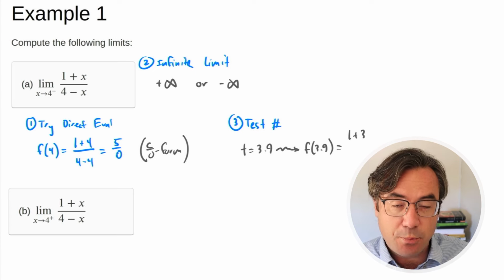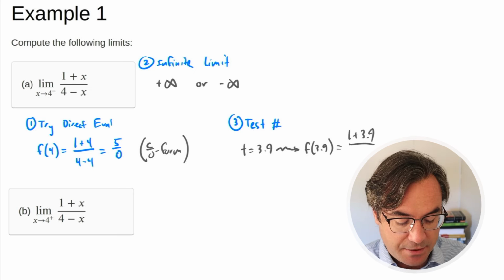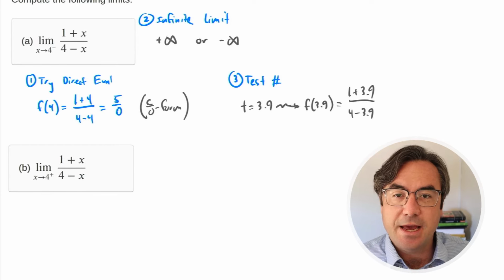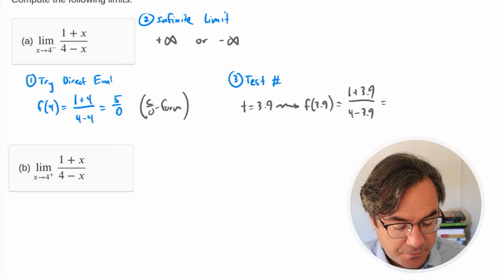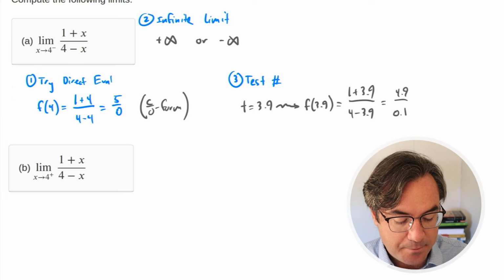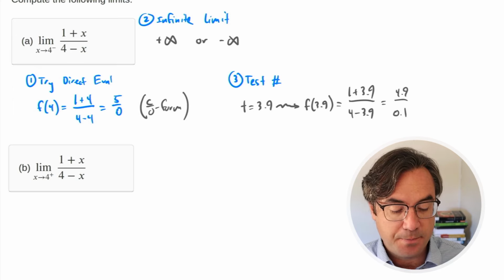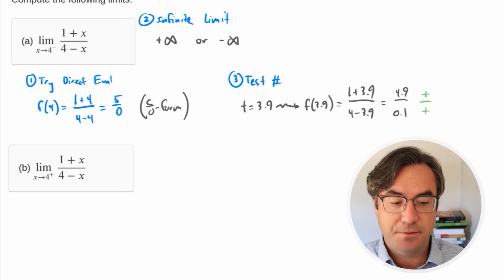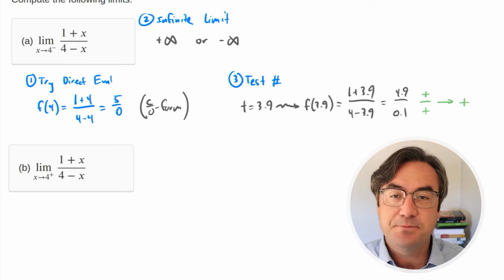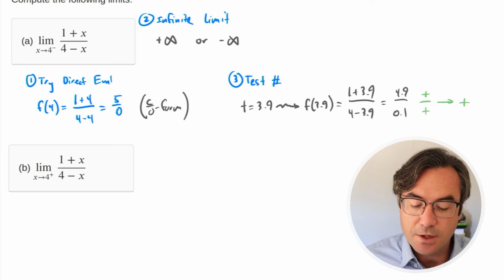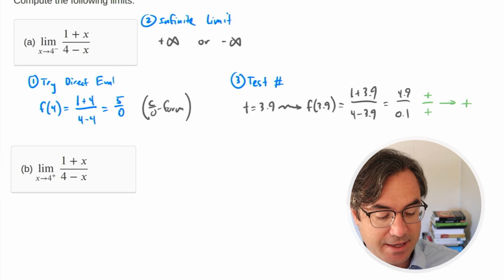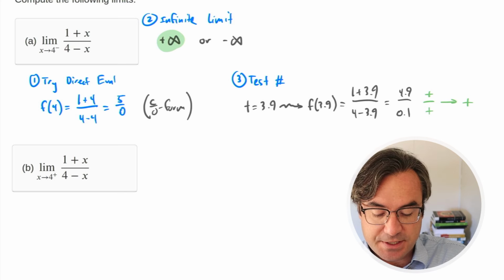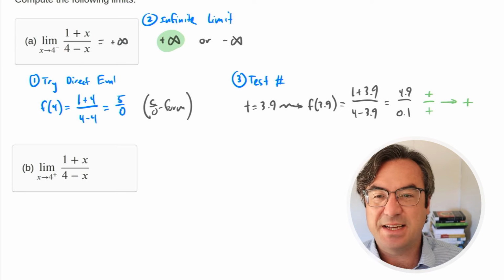So we're going to get 1 plus 3.9 on the top. And then we get 4 minus 3.9 in the bottom. And simplify just a little bit. So we get 4.9 in the top and then positive 0.1 in the denominator. So what we have here is a positive number divided by a positive number. The result is positive. So what that tells us then is our infinite limit is positive infinity. So we would say that this limit is positive infinity.